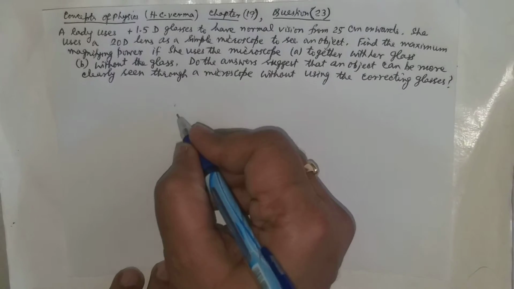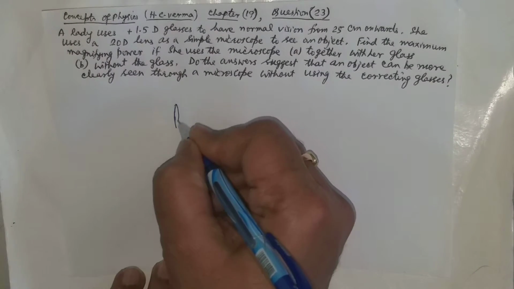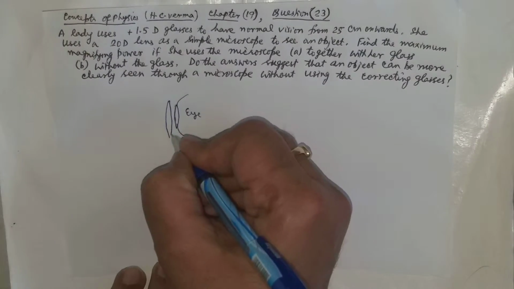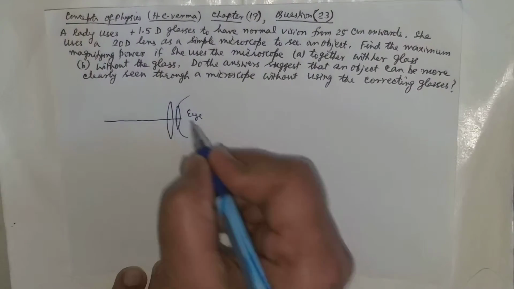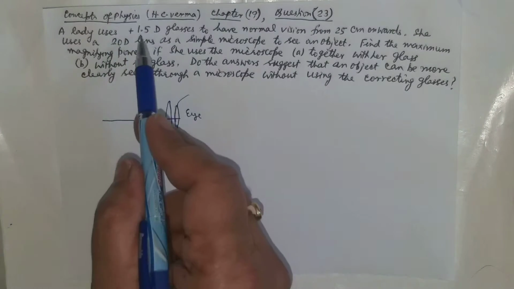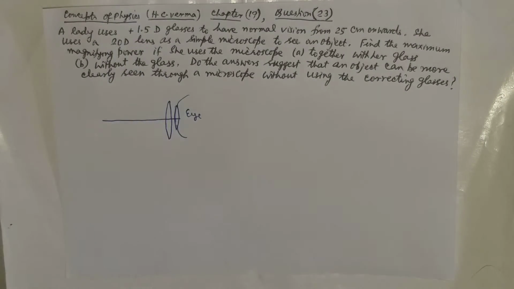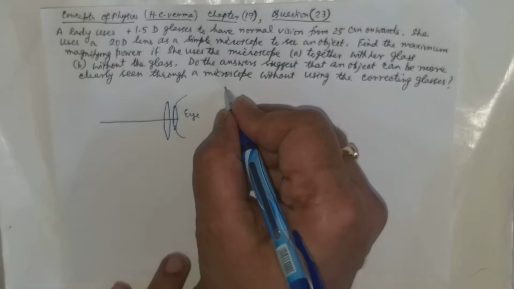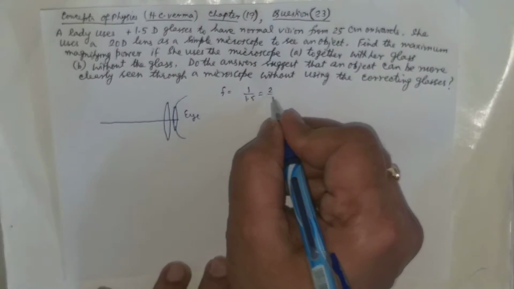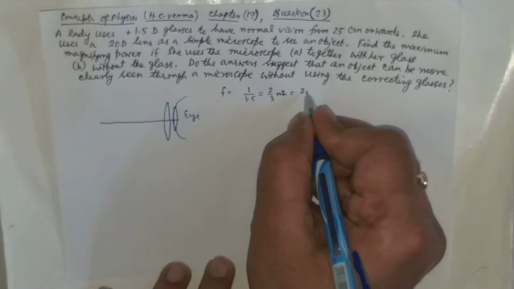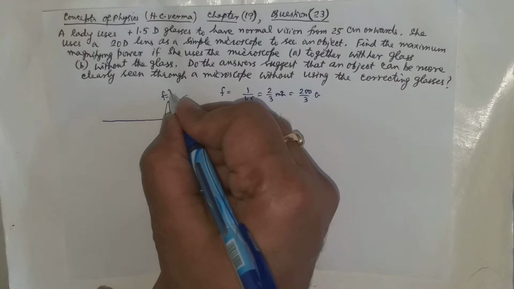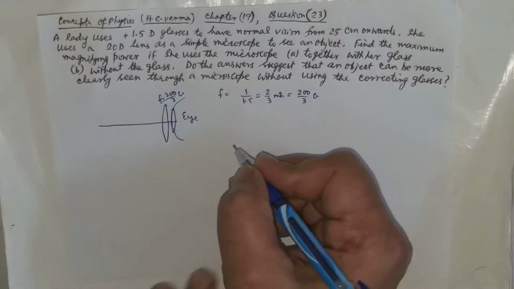Just as a rough figure, suppose this is the eye lens. This is the eye, and this is the lens that is used, of course a convex lens. The person is suffering from hypermetropia because the glass that is used has plus 1.5 diopter as the power. So what is the focal length then? That focal length is 1 by 1.5, that is 2 by 3 meters, or 200 by 3 centimeter.